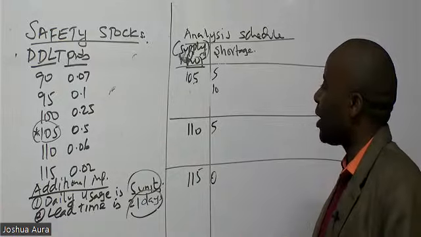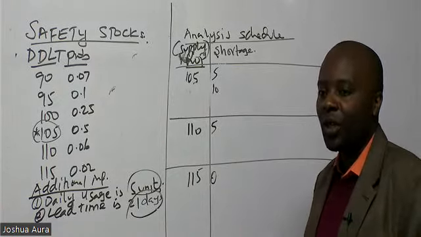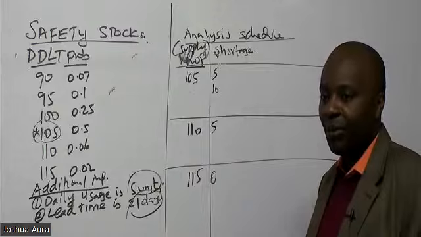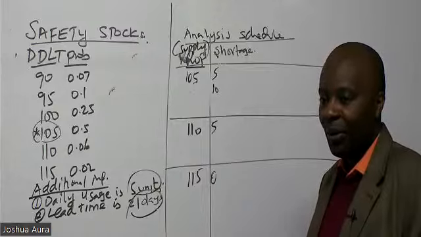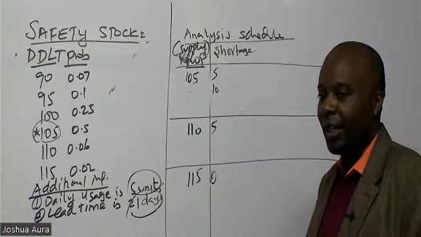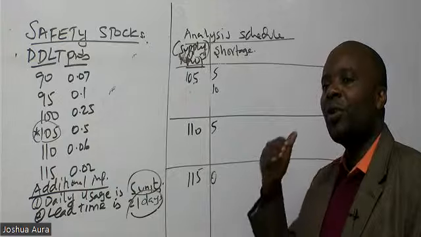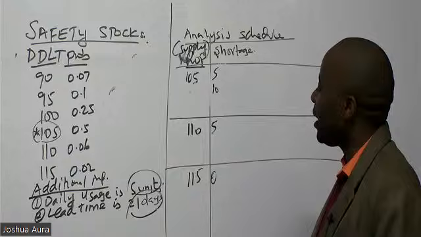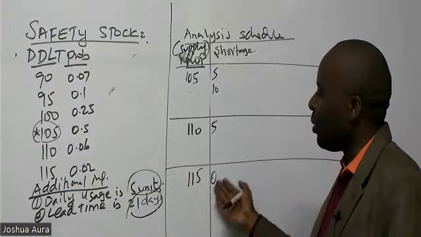Now, what about, in this case here, probabilities? What about probabilities? Probability of shortages. Is there somebody who can give us the probability of shortages here? Of course, in this case, in terms of probability, there is no probability of shortage.